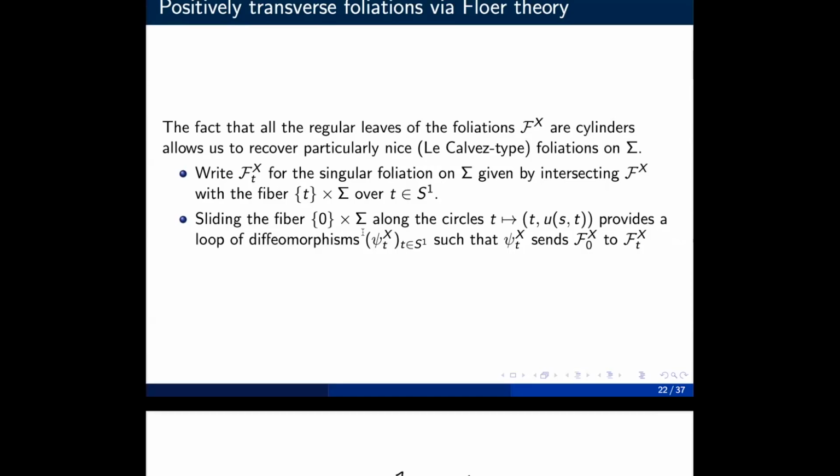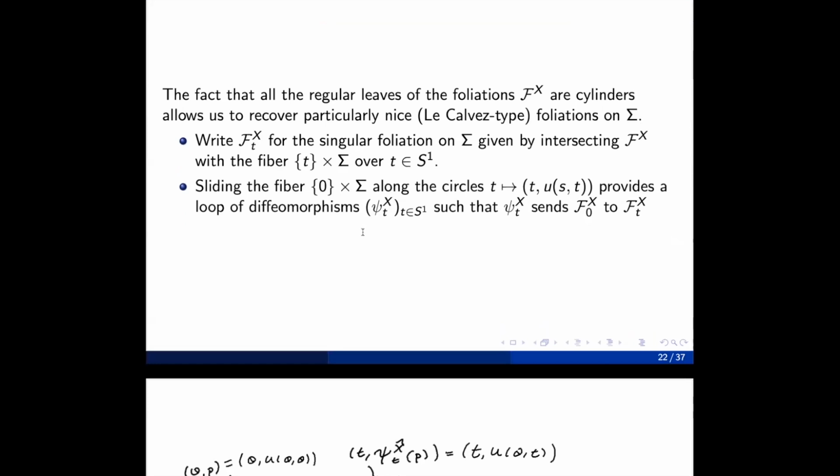Wait, question, sorry. I thought you were just looking at S1 cross sigma, but you're actually looking at the mapping torus. This is a terminological thing: because it's isotopic to the identity, I'm just thinking of it as S1 cross sigma. I should say all of this can be done in a twisted way if you want to deal with things that are non-isotopic to the identity.